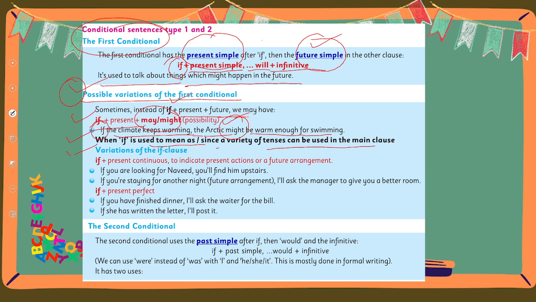If you're using "if" with the present perfect, you will say, "If you have finished dinner," in the present perfect form, "I'll ask the waiter for the bill." This is the future.